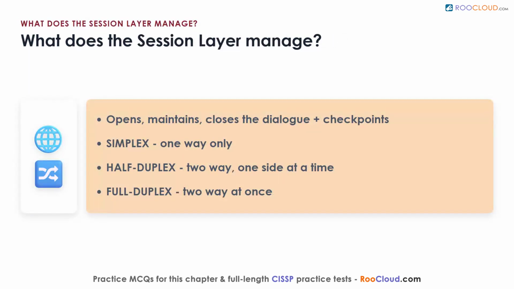What does the session layer manage? It is the conversation coordinator. It opens, maintains, and closes the dialogue between two machines, sets checkpoints so a broken exchange can resume, and decides the direction of flow. That direction comes in 3 modes. Simplex is one-way only. Half-duplex is 2-way, but only one side at a time. Full duplex is 2-way at once. And again, on Internet Protocol networks, there is no distinct session layer. Those duties get handled by the transport protocol, or not at all.